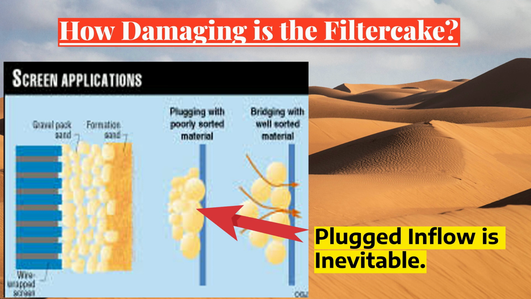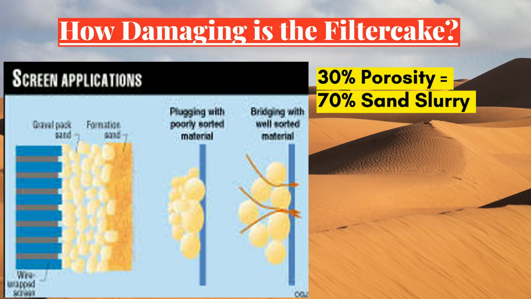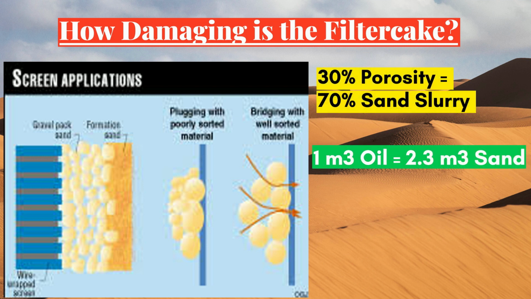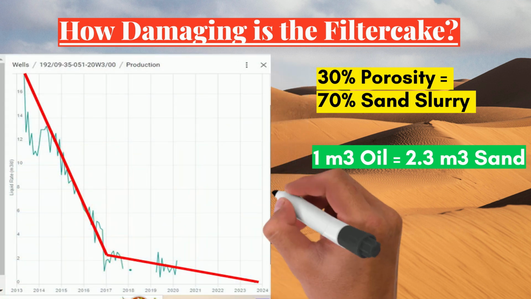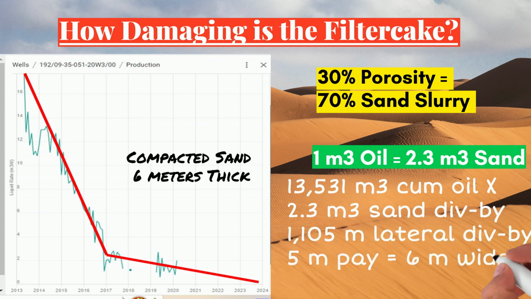How thick is the filter cake? Stating this in terms of the filtration process, for every cubic meter of oil passing through the liner, 2.3 cubic meters of sand residue accumulates outside the liner. To illustrate the impact of this process, in this horizontal well, compacted sand accumulation around the liner is about 6 meters thick over the length of the wellbore.